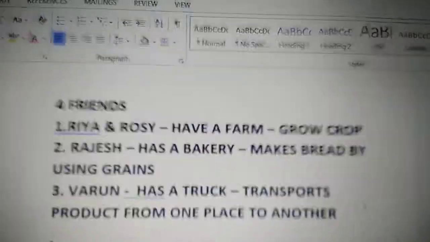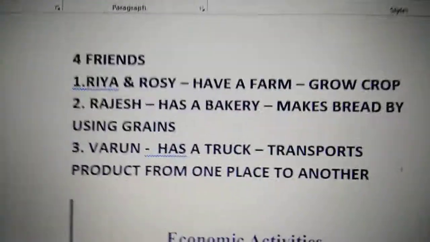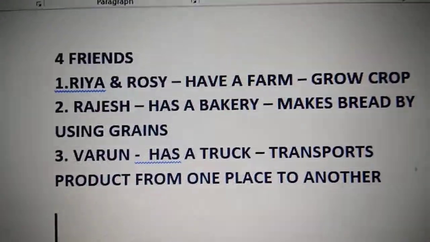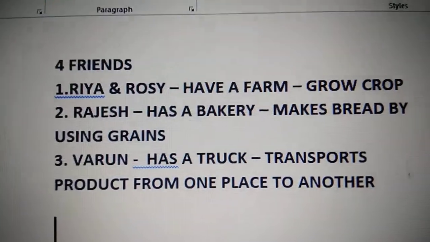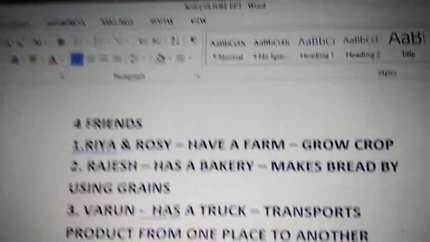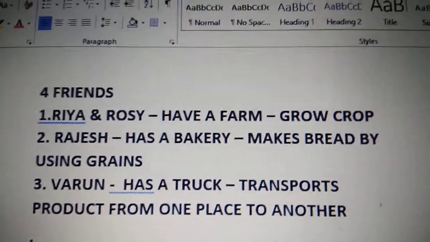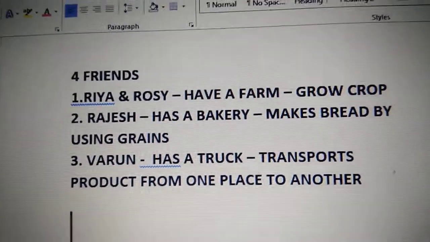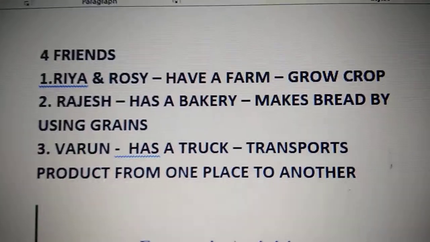Children, we will go to the next topic and see about the types of economic activities. Now, people all over the world are involved in a number of economic activities. That means they do all kinds of jobs to earn money. Economic means to earn money. Now, let me give you an example here.